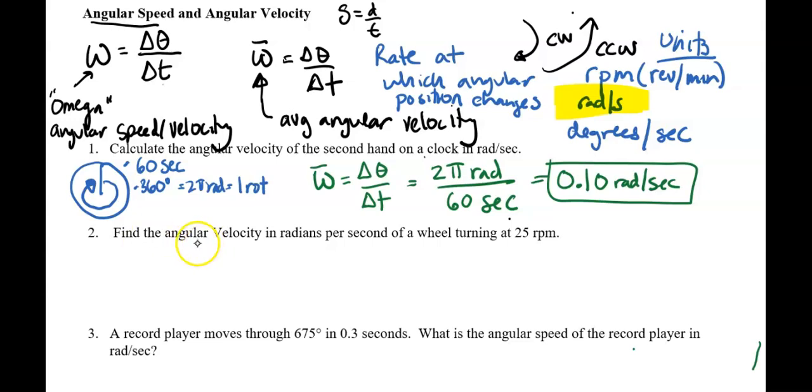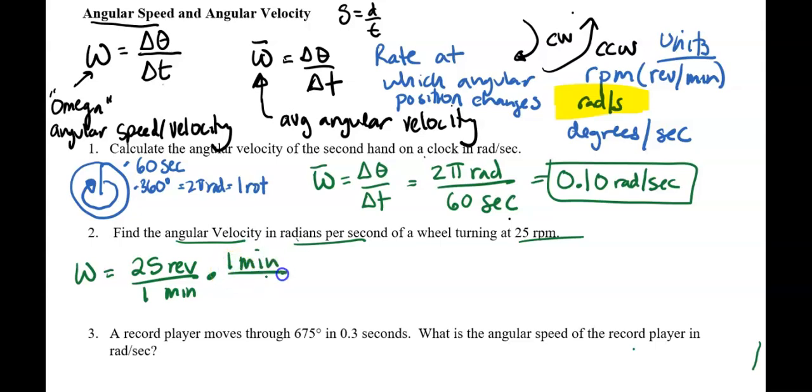For number 2, angular velocity in radians per second of a wheel turning at 25 RPM. This looks like a fun conversion. Okay, let's do it. Omega equals 25 revs per minute. And again, that's per essentially 1 minute. I love conversions. So I want this in radians per second. Let's think about what things are equivalent. I'll do the easy one first. 1 minute, I know how to convert that to seconds. 1 minute is 60 seconds.